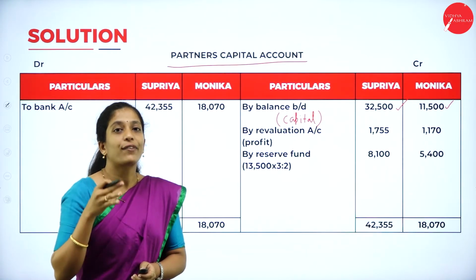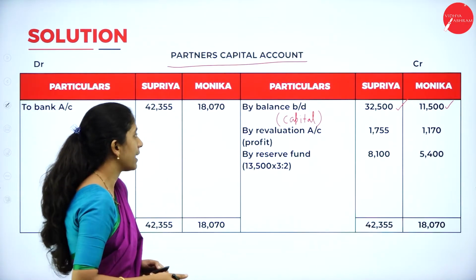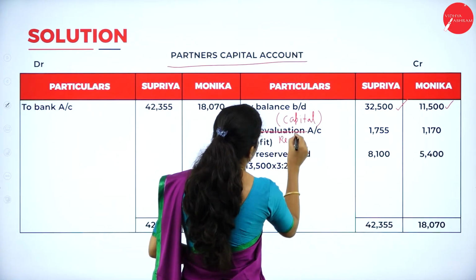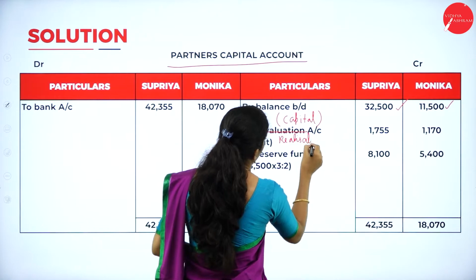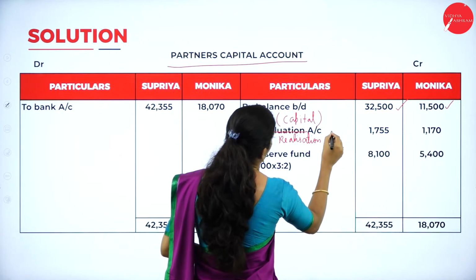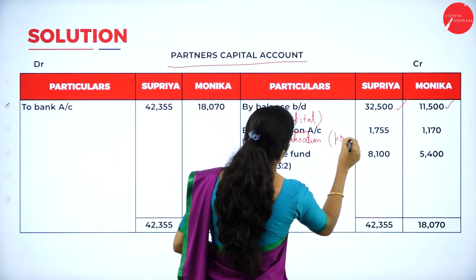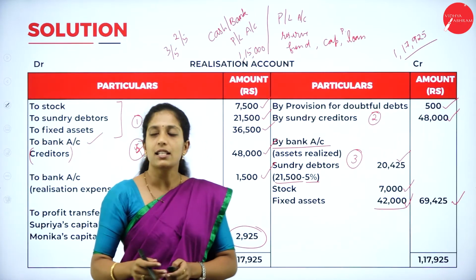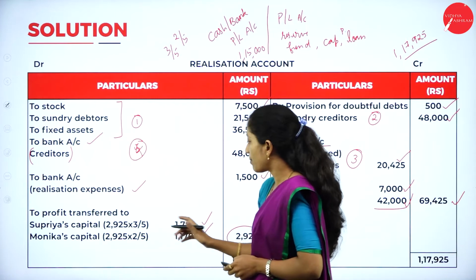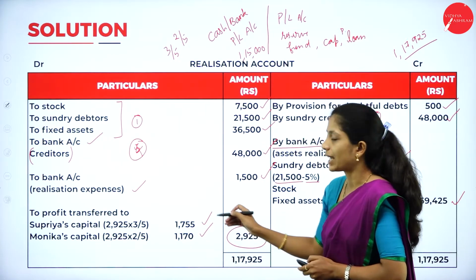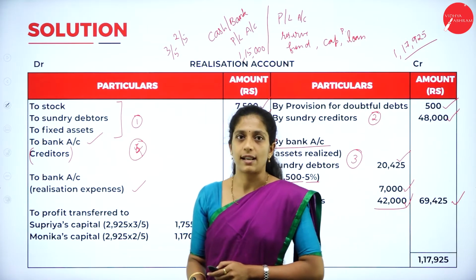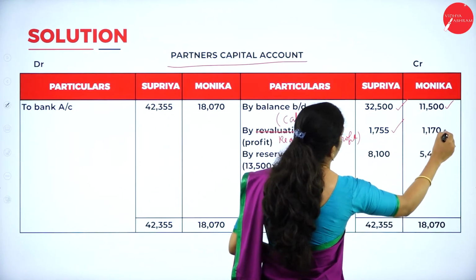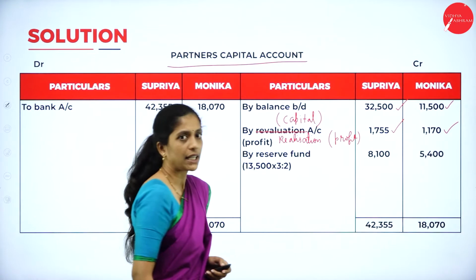Next we have to transfer realization account balance. So here it is profit. Now if you see your realization account, it is profit. So profit of how much? 1,755 and 1,170. So transfer that profit 1,755 and 1,170.